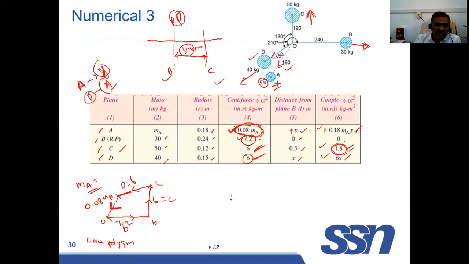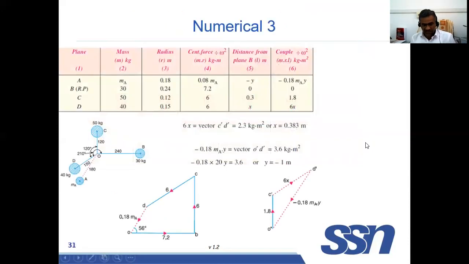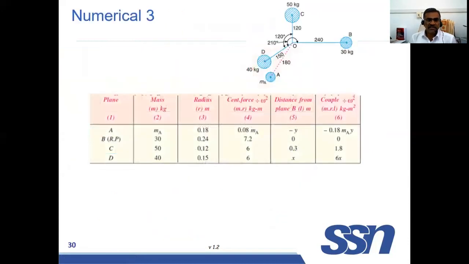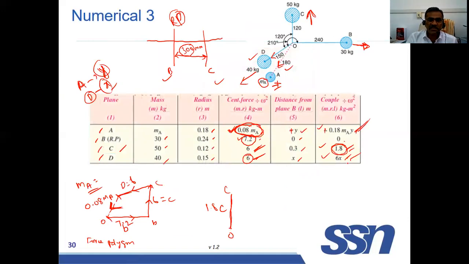Now you draw like this. What is this? This is C, 1.8, O to C. Now you have to draw this and this, but it has to form a triangle.